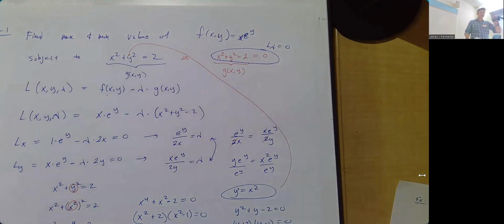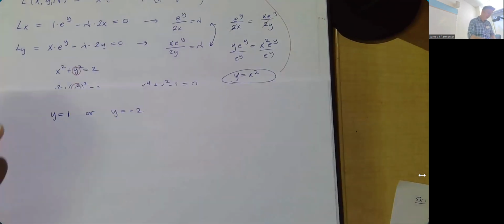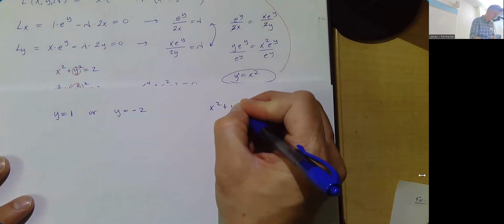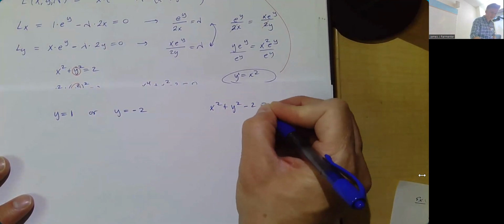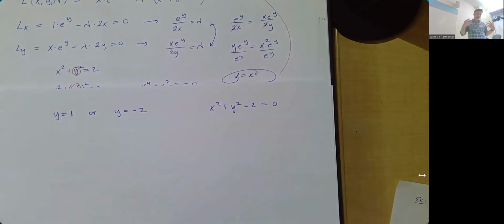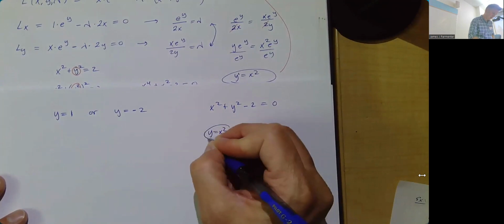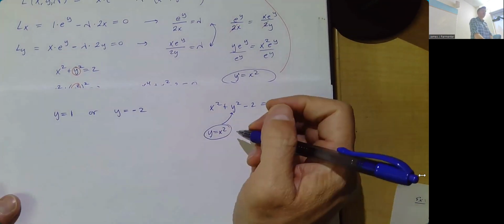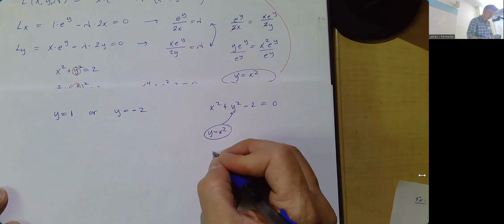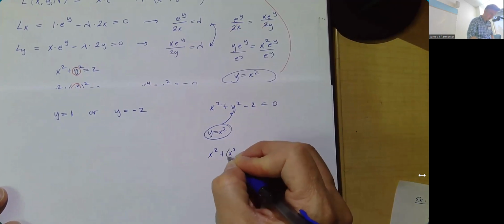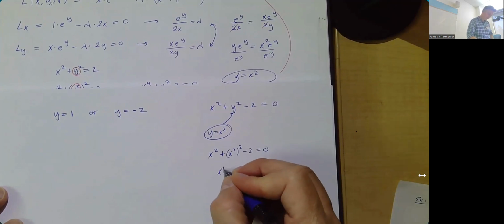Well, because of what Maddie said, I had x squared plus y squared minus 2 equal to 0. And I less cleverly said, oh, y equals x squared. So I'm going to substitute in x squared for y, and I'm going to say, okay, x squared plus x squared squared minus 2 equals 0. That's the way I was doing it, and I was getting this.